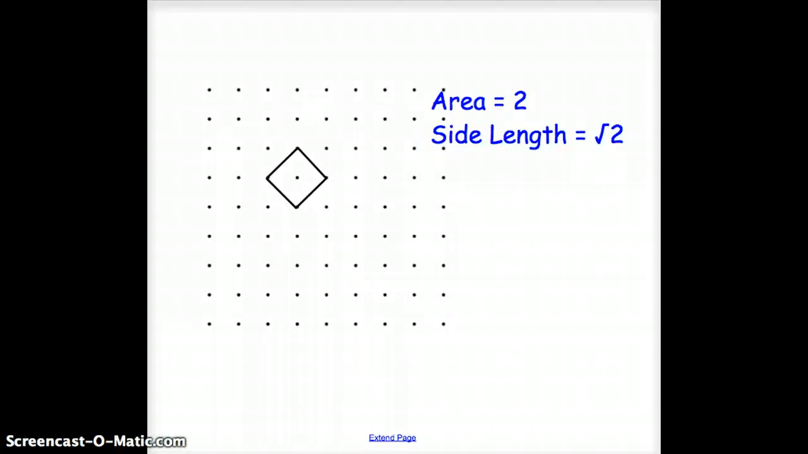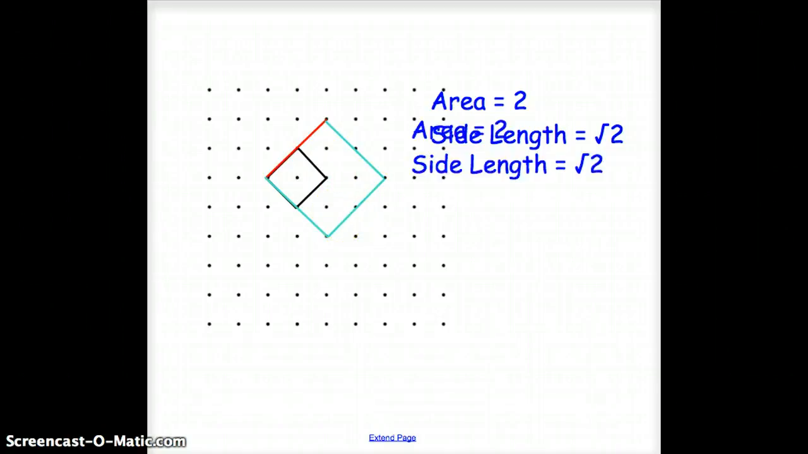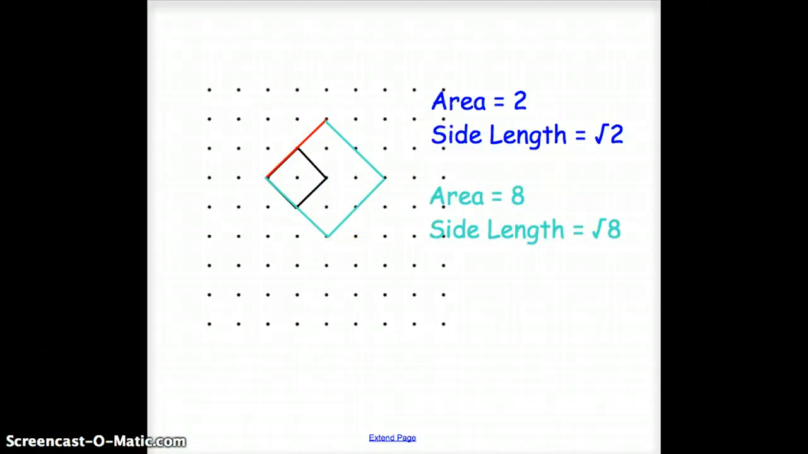Now let's try another. We're going to double the length of my side, and I'm going to build again a square. And now I'm wondering what the area of that square is. You can see the area of this original square that we drew had an area of 2, and there are 4 copies of the same size of that square in here. So 2, 4, 6, 8. The area of my new square is 8. Therefore, the side length would be the square root of 8.